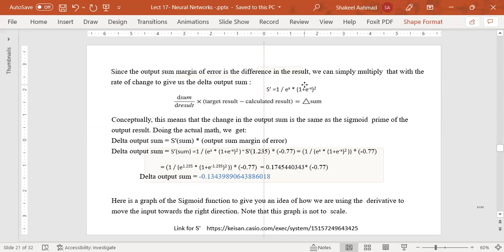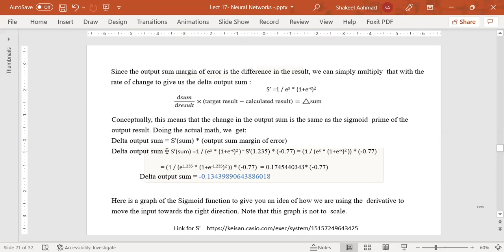And this is the formula to calculate S prime, or sigmoid prime, which is S prime equal to 1 over e raised to power x into 1 plus e raised to power minus x, and whole square of 1 plus e raised to power minus x. This is how we can calculate the S prime. Conceptually, this means that the change in the output sum is the same as the sigmoid prime of the output result. So we can get the value in both ways.